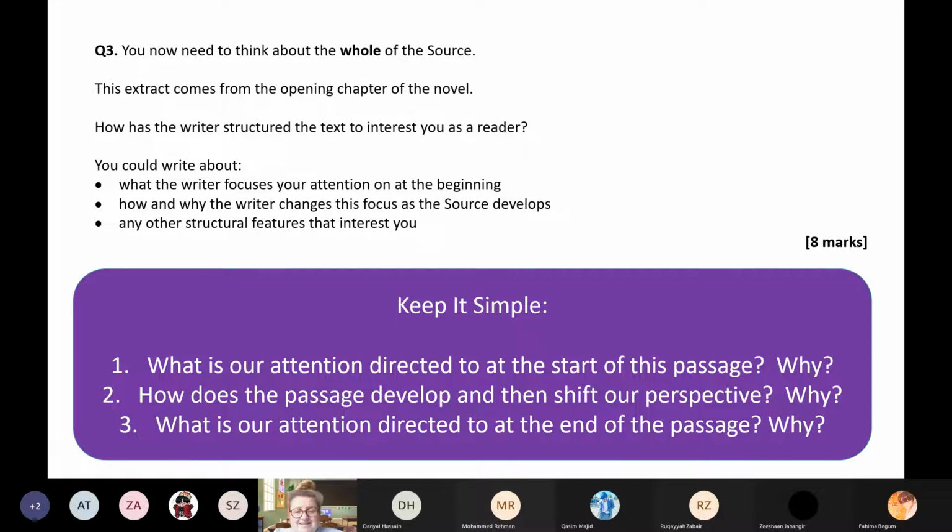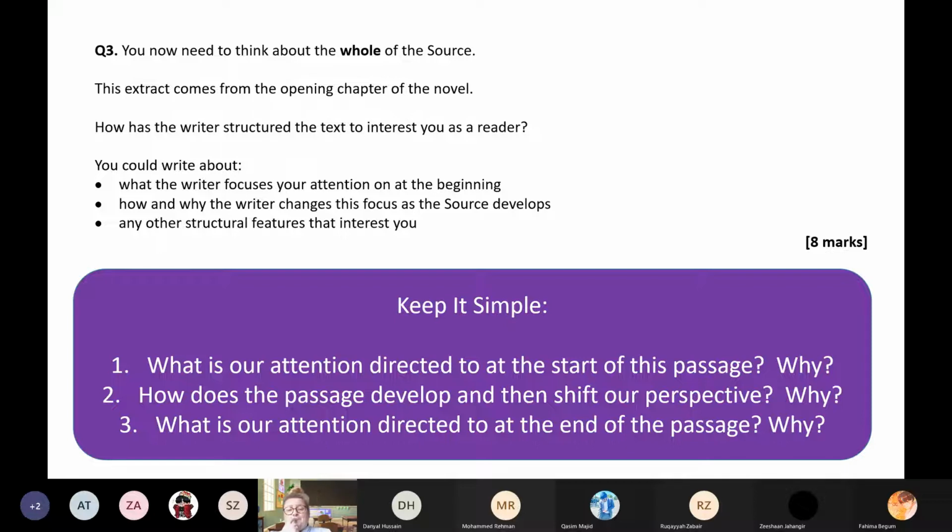Please remember, this is an 8-mark question and you should not spend any longer than 10 minutes on it. So what I'm going to show you today is a very quick way of answering this question to get 5 to 6 marks in 10 minutes that will allow you to move on and then focus on question 4.